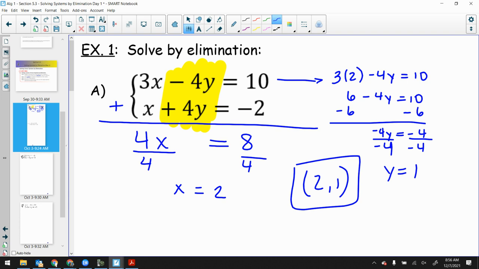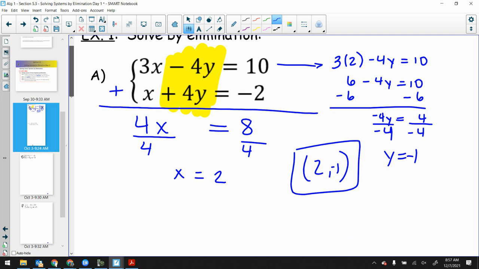Gio, 10 minus 6 is positive 4, not negative 4. What am I doing to myself? Okay. I was looking at the negative. Put a negative on there, kiddos. Should have been 2 comma -1. Look at you, Gio. You're keeping me honest. That's how I know he's paying attention.